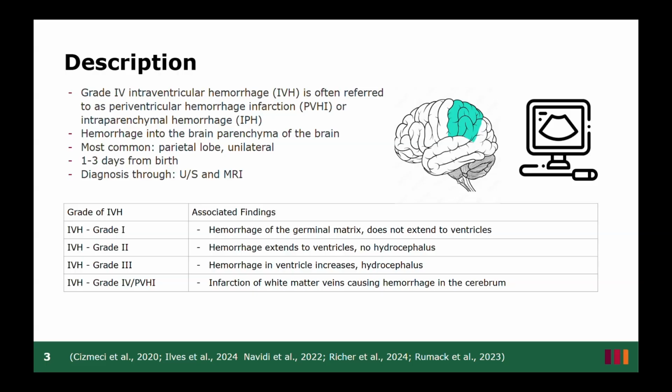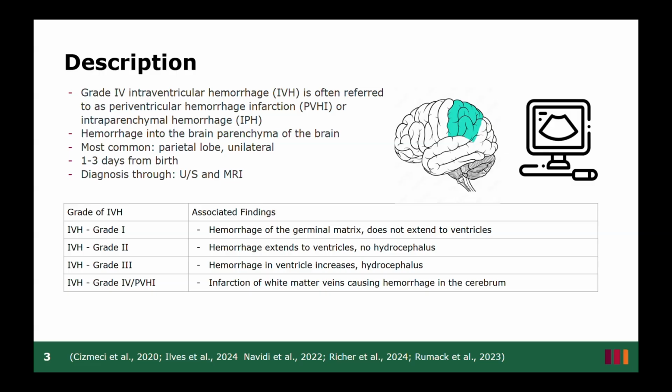Grade 4 intraventricular hemorrhage is hemorrhage that affects the brain parenchyma outside of the ventricles. It usually affects the frontal and parietal lobes of the cerebrum, with the parietal being the most common at 51%. The hemorrhage may occur unilaterally or bilaterally. However, unilaterally is more common. If there is bilateral hemorrhage, then it's more likely to be asymmetric.